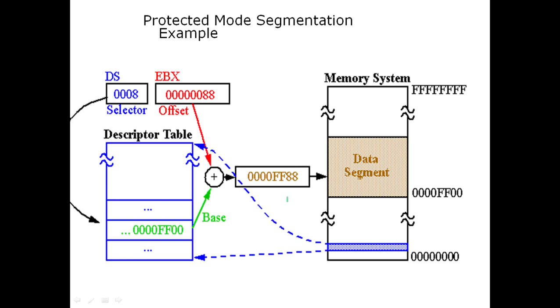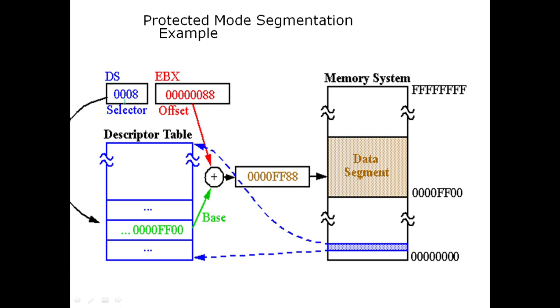Here we have a simple example. Let's suppose the content of the data segment register is 0008, and we have an offset address which is EBX, and a 32-bit value is stored here. So this selector would give us a particular descriptor in this descriptor table, and it would of course be divided into 3 fields. It would give us a request privilege level, the table selector, and then a descriptor selector.